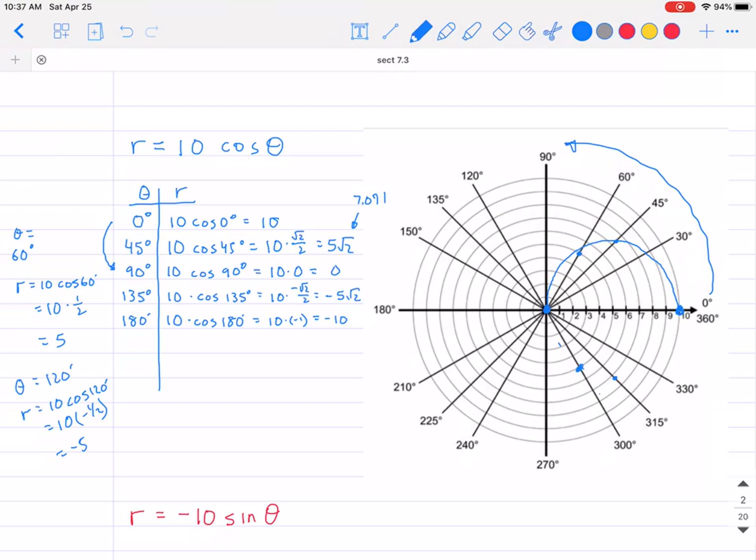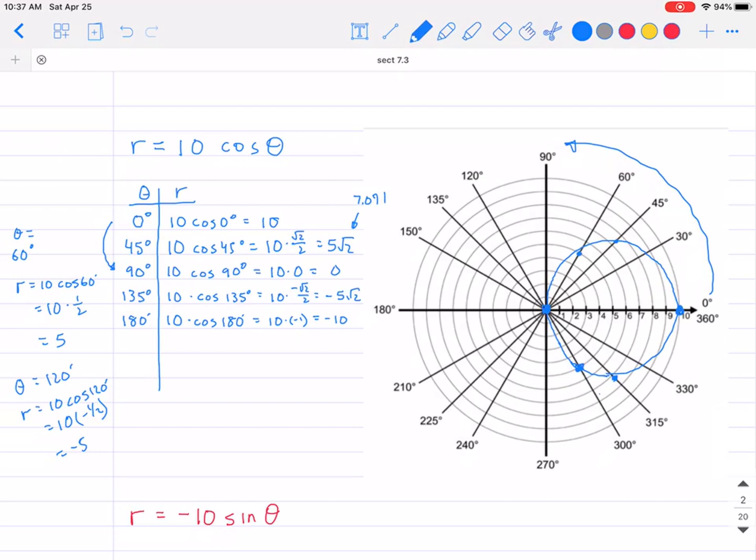And finally, looking at our last point of connection at 180 degrees, you have a radius of negative 10. So for 180 degrees, we are going in the opposite direction, going backwards as if we're going to 0 degrees, and we're going back to 10, which is basically going to be our starting point. So the 4 points that we're connecting would be right here, right here, right here, and right here, which is going to look like the lower half of the circle that we just created. So that is going to be our graph then.